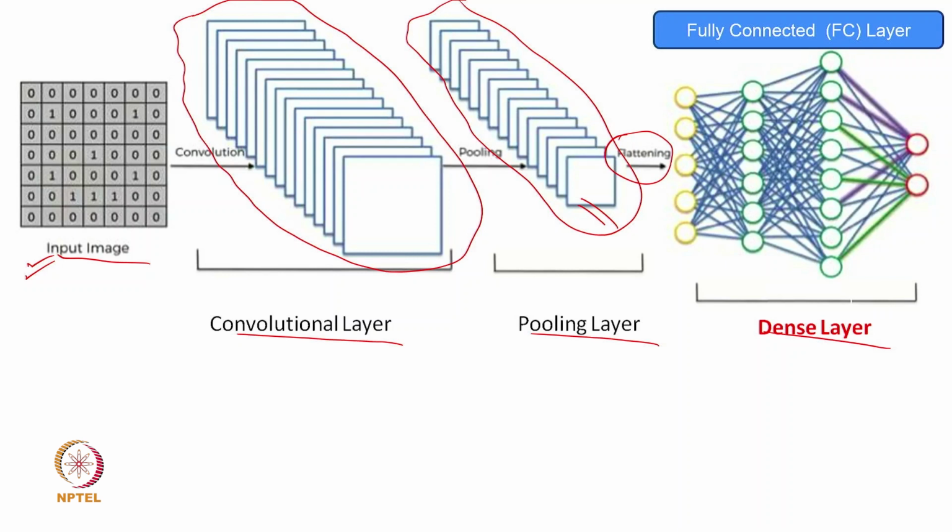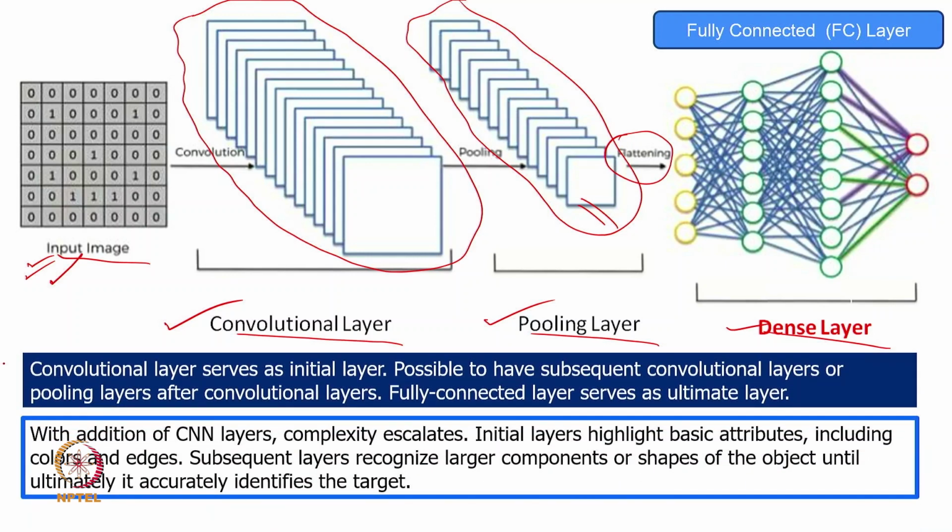Now, that means we go with the input image, we digitize it, converting it to numbers, then convolution, then pooling, and then flattening, and finally we go to the dense layer. So the convolutional layer serves as the initial layer, and the fully connected layer is the final layer. Possibly we can have some interplay between convolution and pooling, then going back to convolution, then again pooling. There's a possibility.